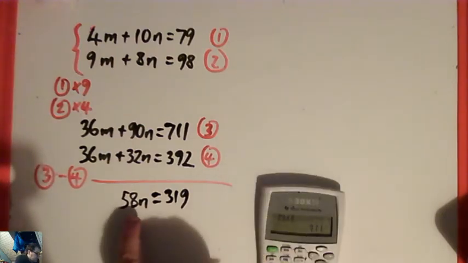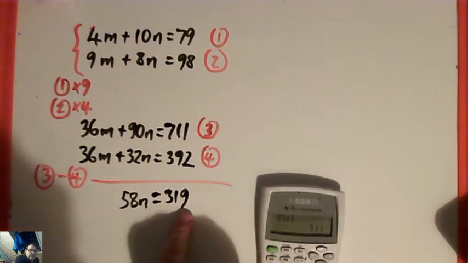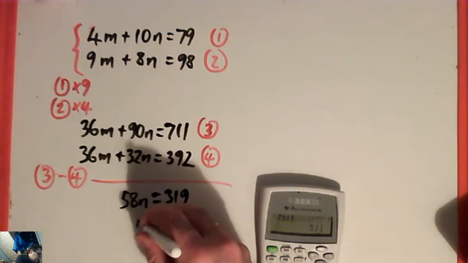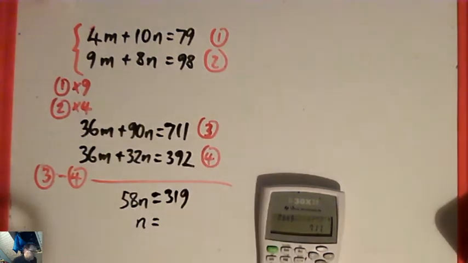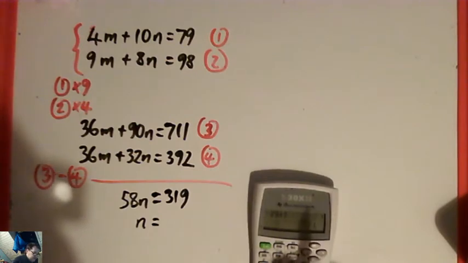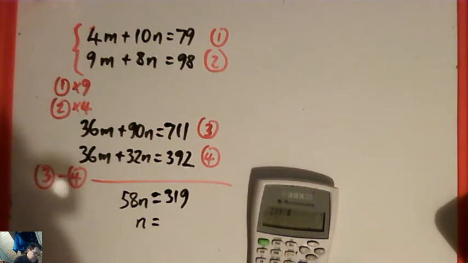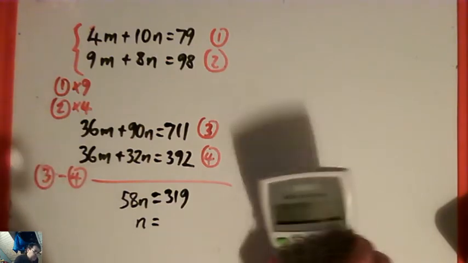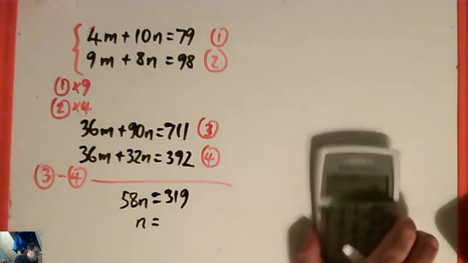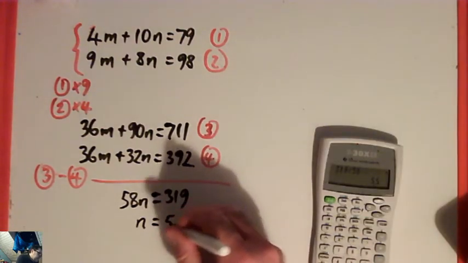So 58n equals 319. I want to know what n is on its own, so I'm going to have to divide both sides of that by 58. So 319 divided by 58 is what I'm resorting to my calculator for. 5.5. So n equals 5.5.